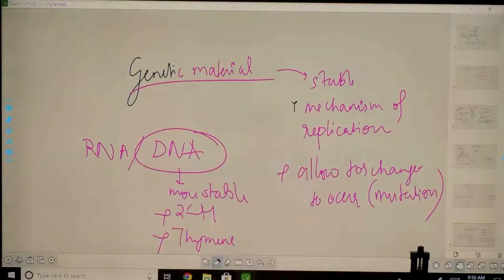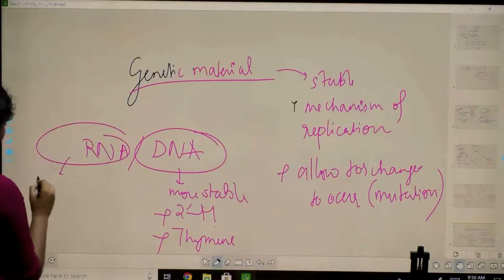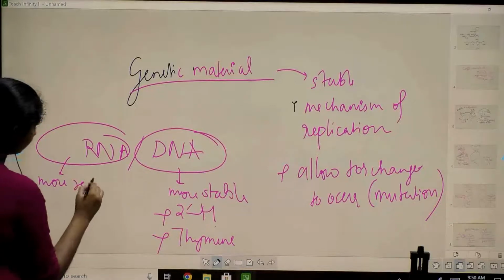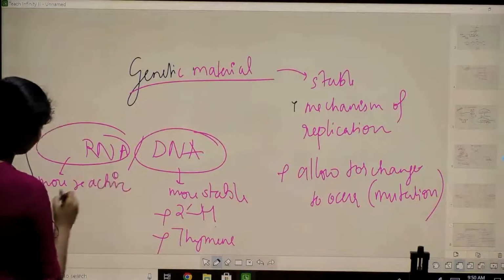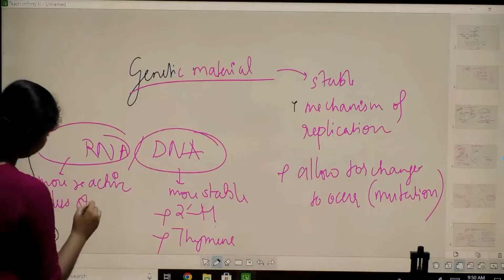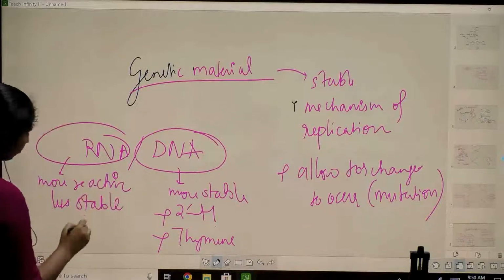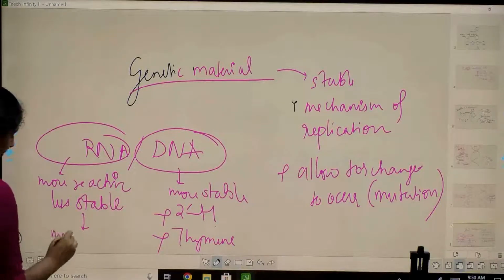Whereas RNA, being more reactive and less stable, is more preferred as a messenger.